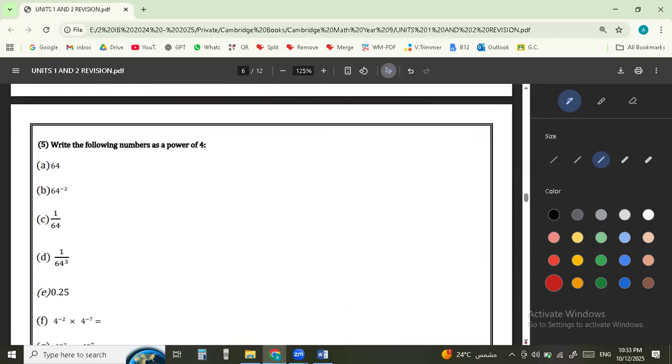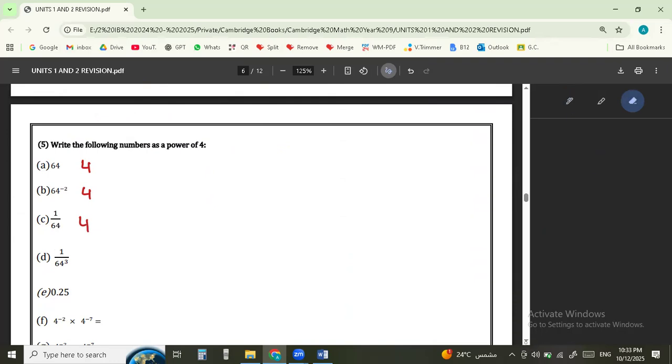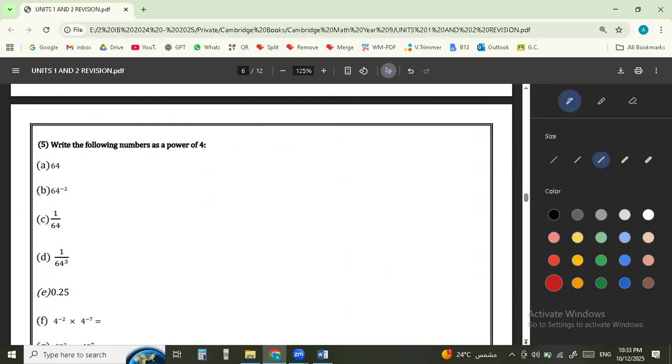Write the following numbers as a power of 4. That means that they wanted 4 to the power of something, 4 to the power of something, 4 to the power of something, and so on. But let's continue, mister. Here, 64 as a power of 4 is 4 to the power of what? 3. 64 to the power of -2 is 4 to the power of what?